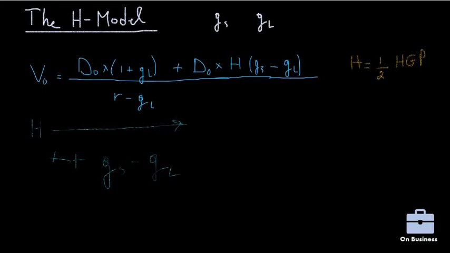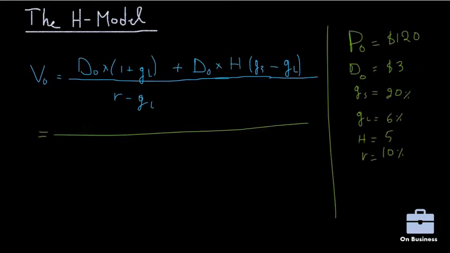Now let's take a numerical example. So the example says that we have a stock which has a price of $120. The most recent dividend is $3. The short-term growth rate is 20%. The long-term is 6%. The growth period is 10 years, so half of the growth period is 5. And we have R, which is the required return, is 10%. So let's calculate the value of this stock.